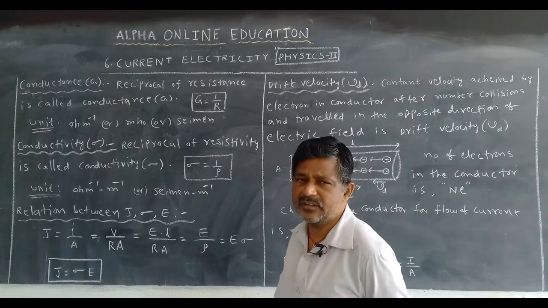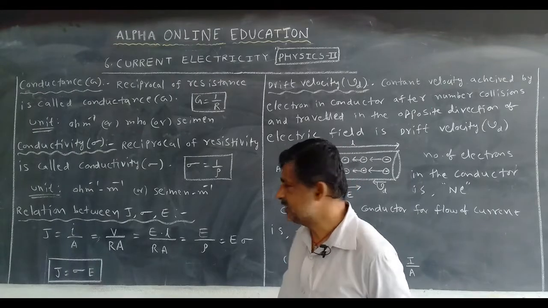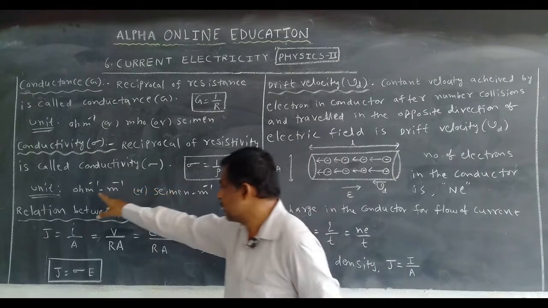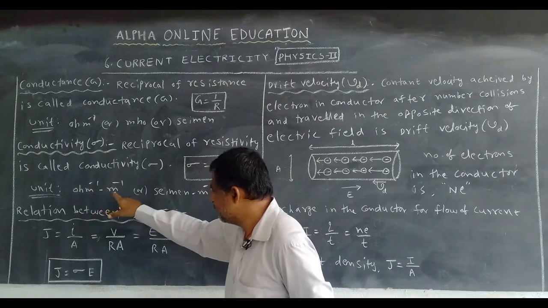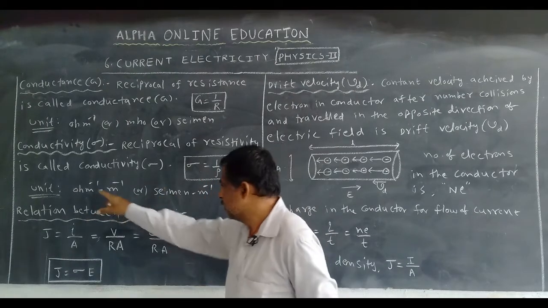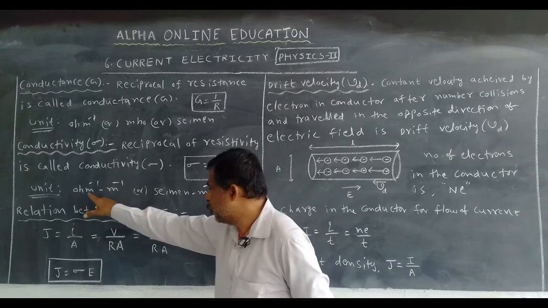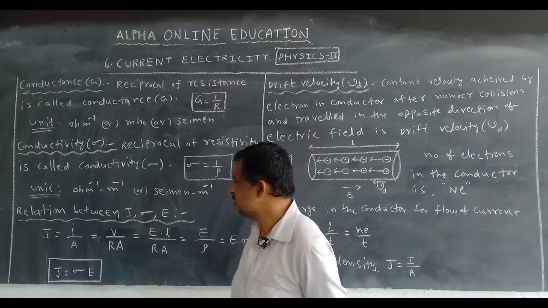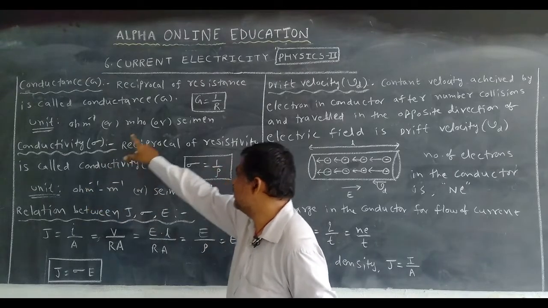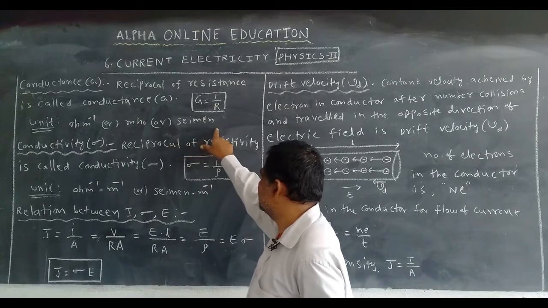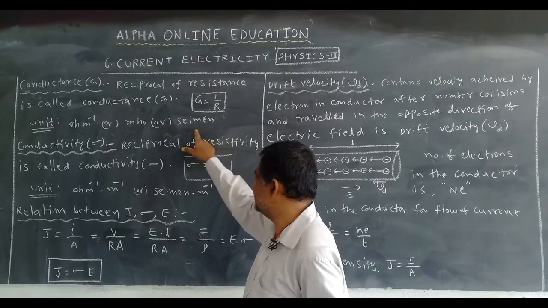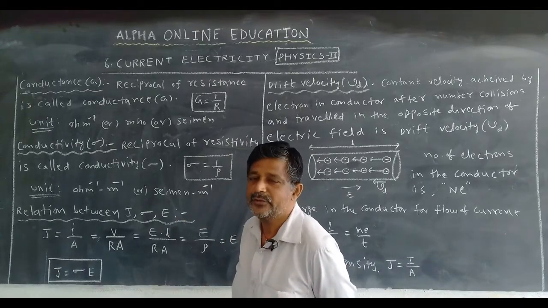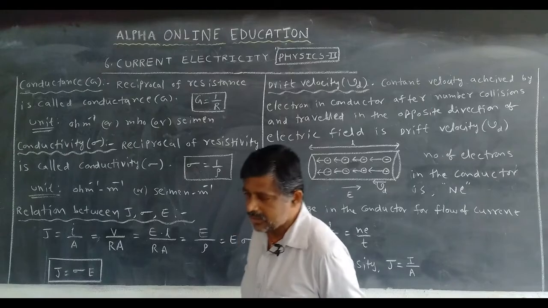And we know the unit for resistivity. In the last class we studied that the resistivity unit is ohm meter. That's why the unit of conductivity is per ohm per meter, or ohm inverse meter inverse. Otherwise we know that one ohm inverse is also called Siemens, so Siemens per meter. This is the unit of conductivity. Okay, next.